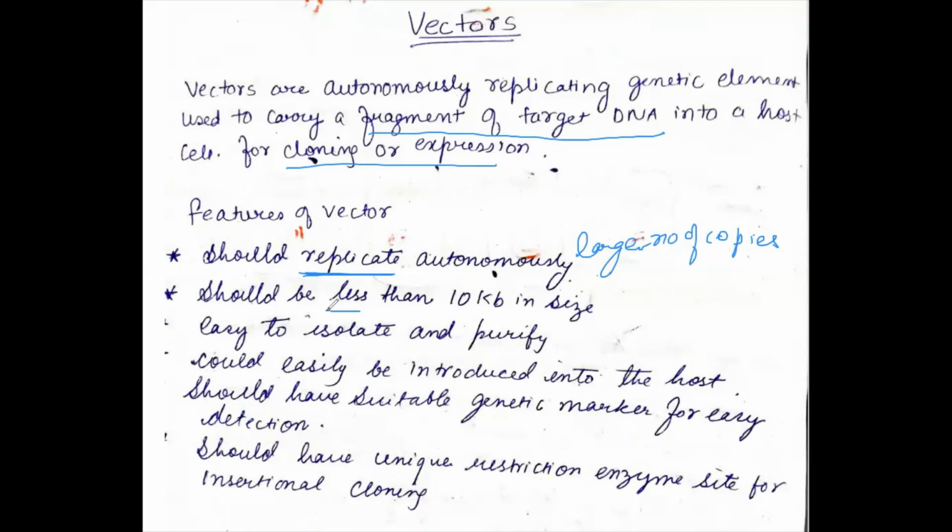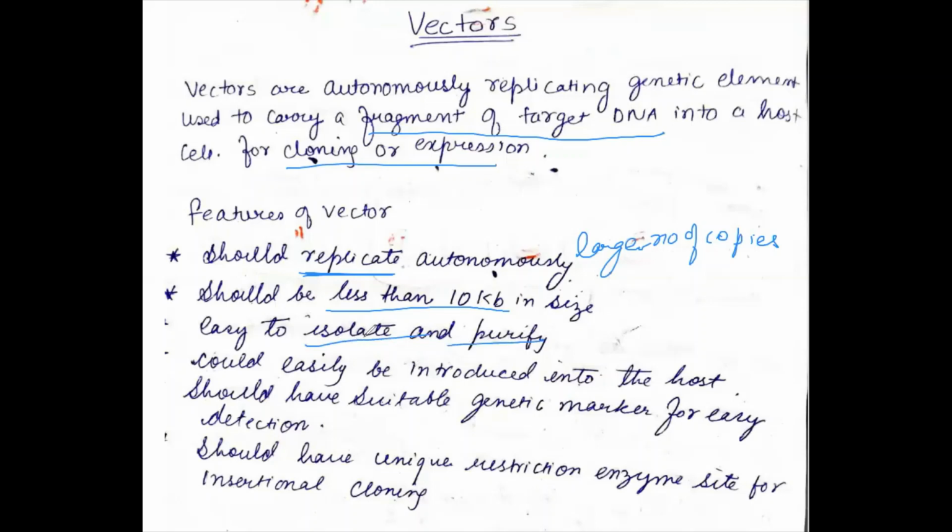The size should be less than 10 kb, because large DNA molecules are broken during the purification procedure. And in addition, large vectors present difficulties during various manipulations while gene cloning. So we always prefer having a vector with a small size. It should be easy to isolate and purify. Yes, this is the most important and vital step.